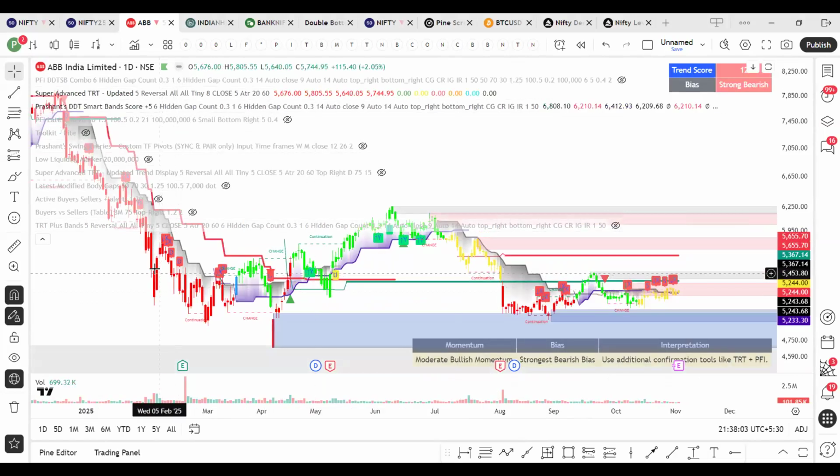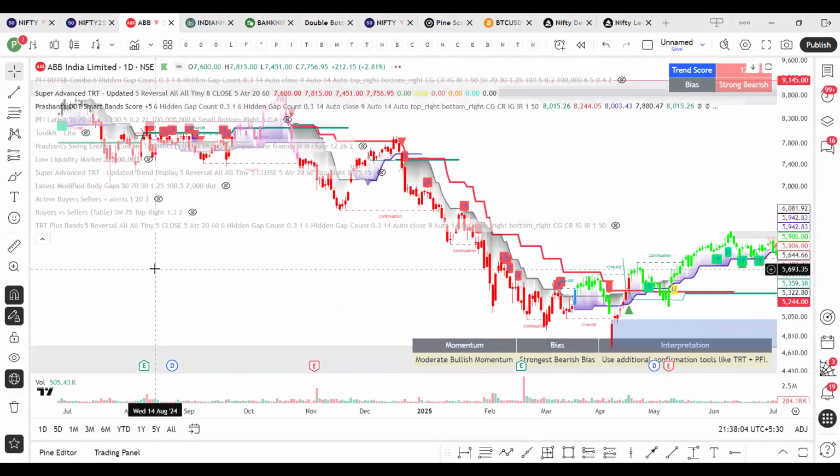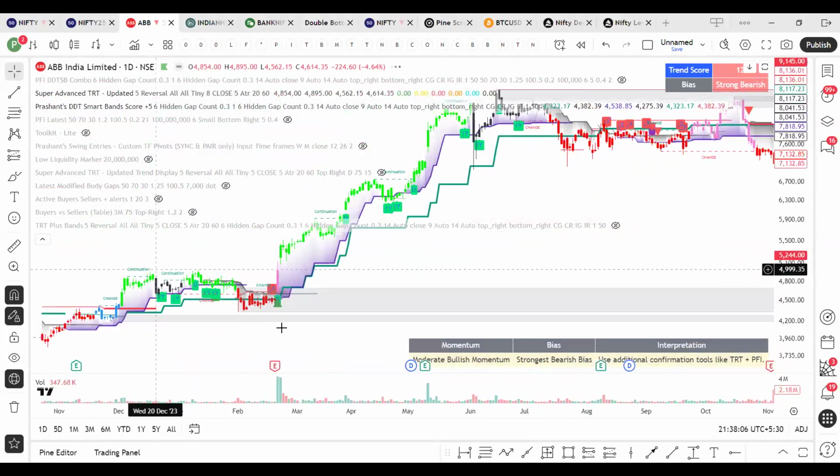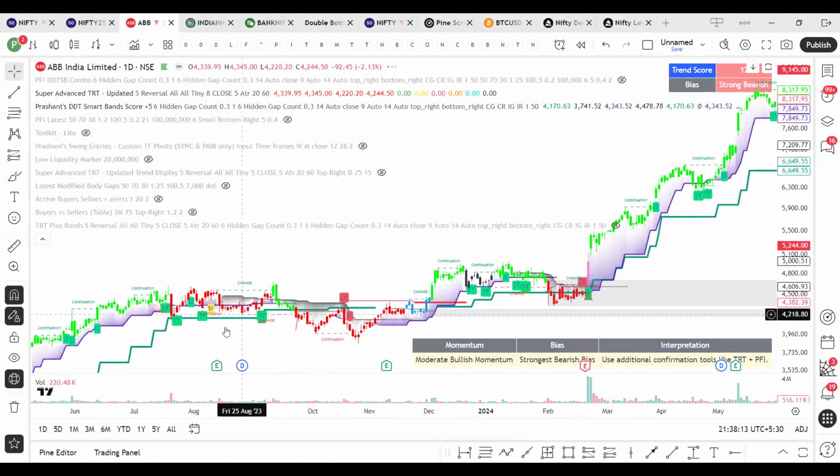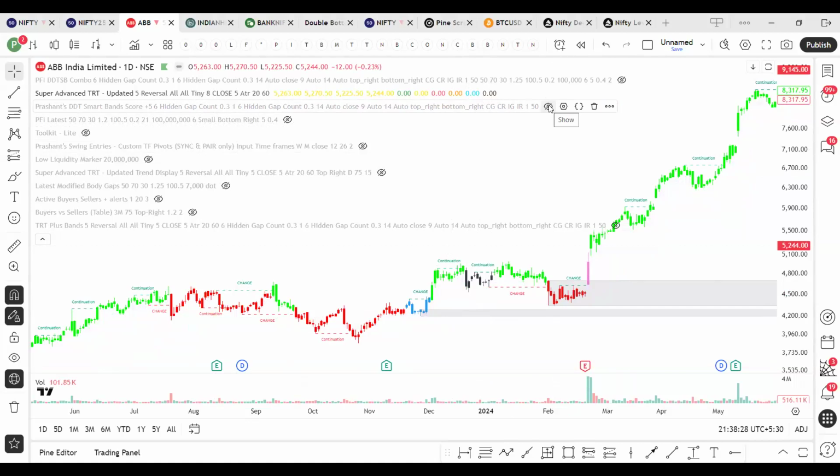the bands will have multiple signals. Like here we have multiple signals, and here also we have multiple signals. So when we combine TRT plus bands, some of these signals will disappear, especially when the signals are not in sync with the TRT. Okay, I will show it.